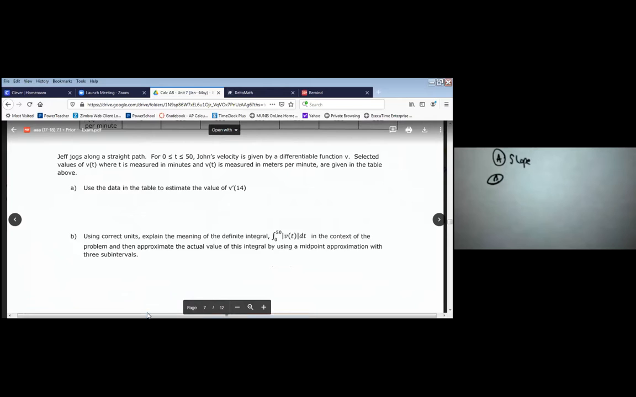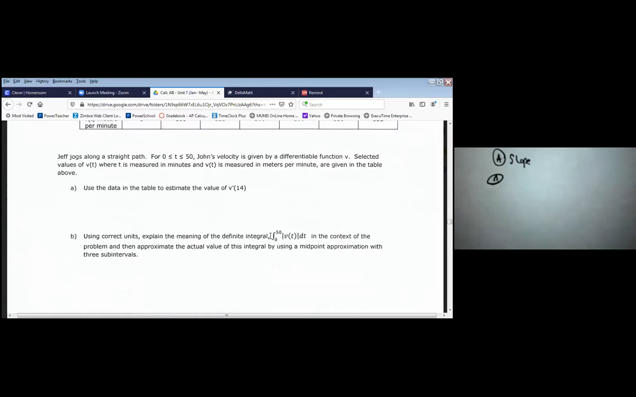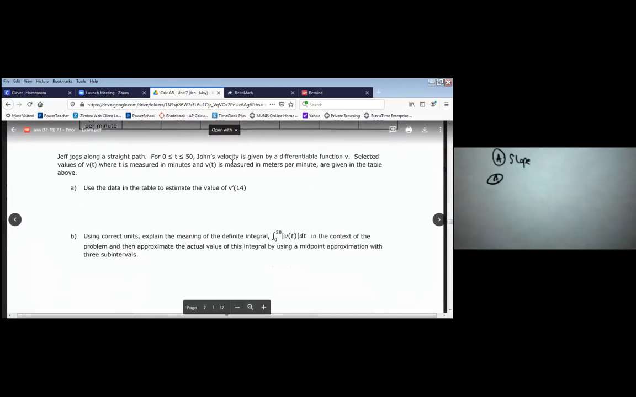B, let's see what we got. Using correct units, explain the meaning of, this is one of the most important integrals in calculus, the integral from 0 to 50 of the absolute value of v of t dt. Any ideas what that means? Isn't it the distance traveled, like all of it? Yeah, bingo.